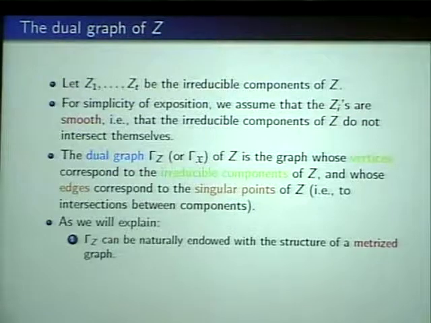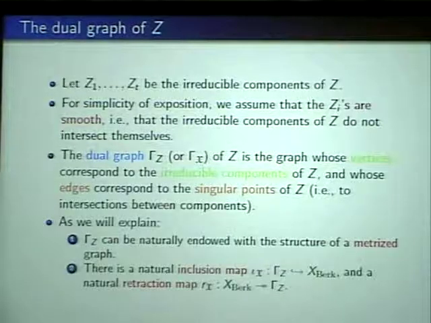So I guess the negative log of alpha is going to be a positive real number, which we'll call the modulus of that annulus by analogy with complex analysis. And the modulus, minus log of alpha, is actually a conformal invariant and does not depend on any choices. And this will be used to give that edge a definite length. And so in this way, we will be able to endow gamma with the structure of a metrized graph.